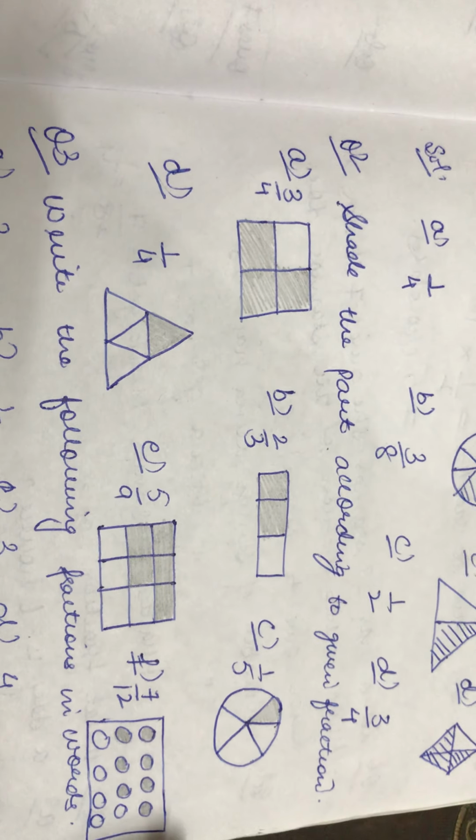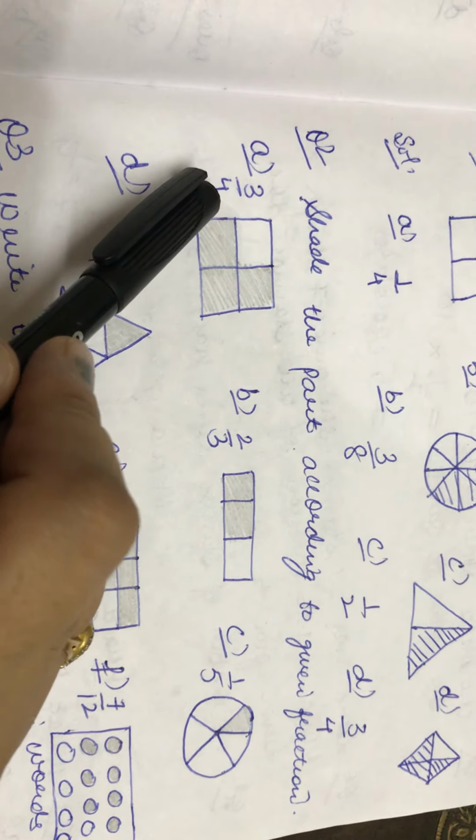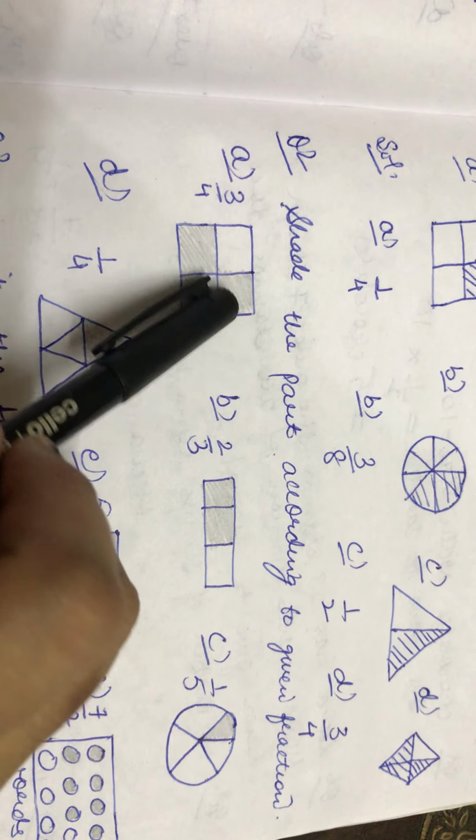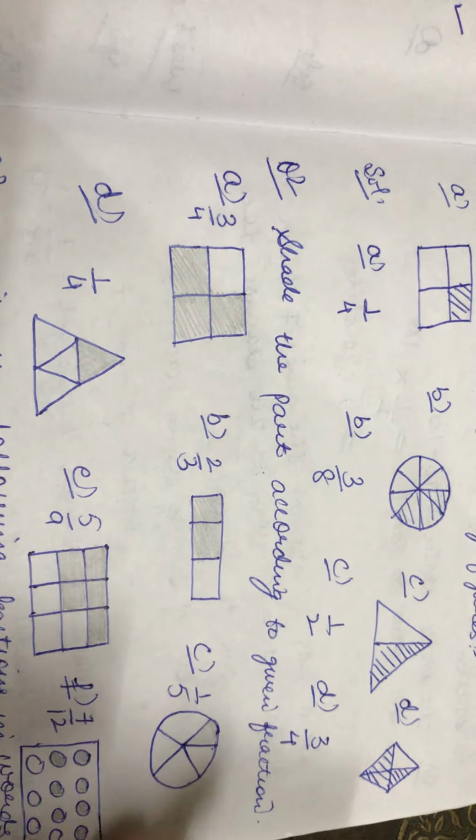Question number 2, shade the part according to the given fraction. Now in the A part, 3 by 4 is the fraction. So out of 4 total parts, 3 parts we have to shade. So these are the 4 parts given in the question. Shade any 3 parts here. I have shaded these 3. You can shade any of the 3.